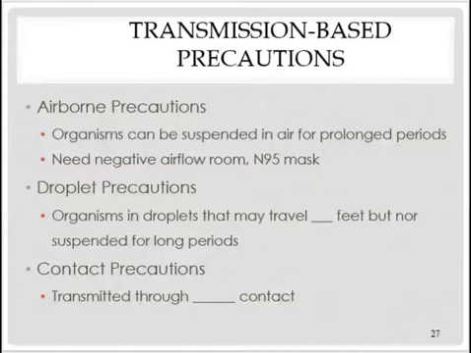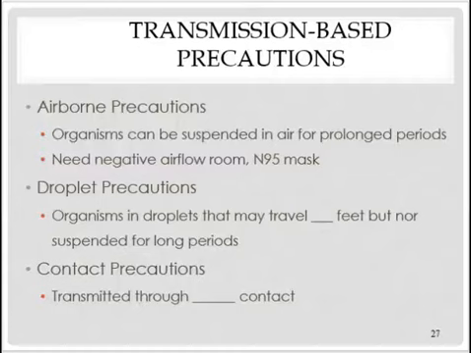Droplet precautions are used for patients known or suspected to have infections transmitted by the droplet transmission route. Such infections are caused by organisms in droplets that may travel 3 feet but are not suspended for long periods. Examples of patients who would require droplet precautions are your patients with influenza, mumps, pertussis, and meningitis.